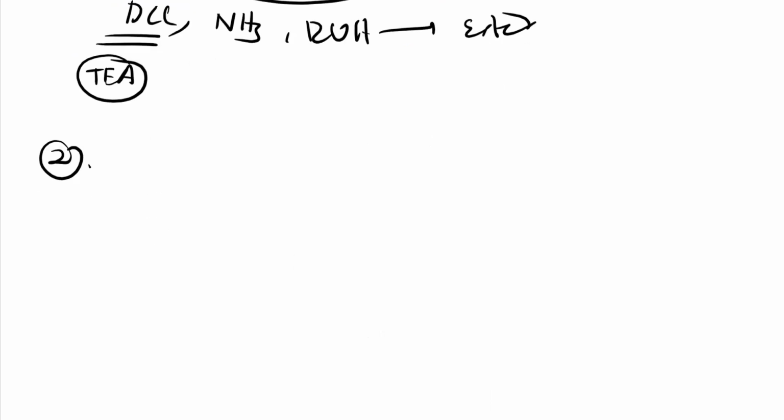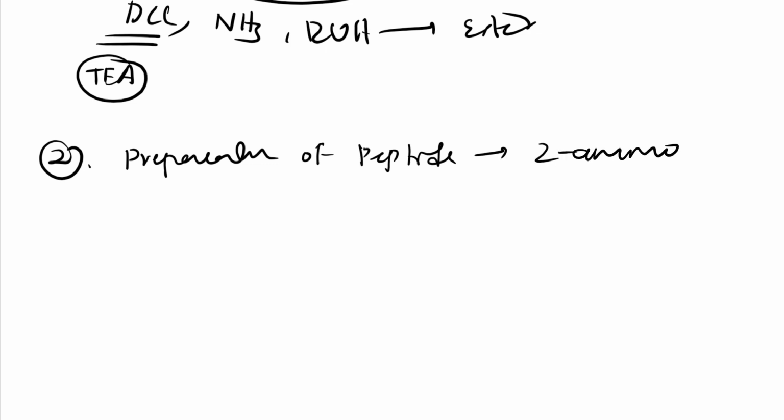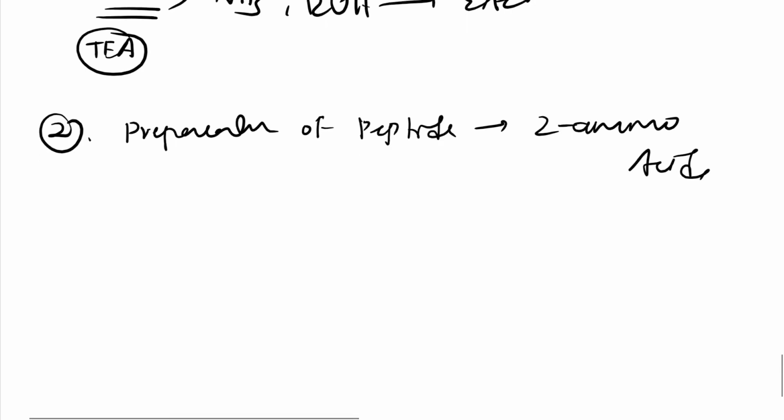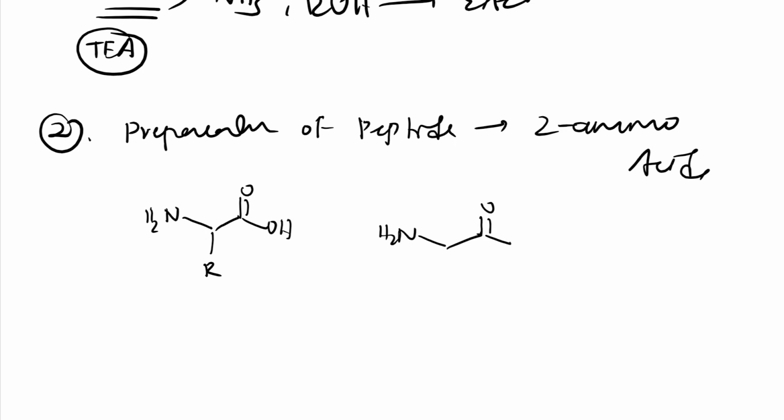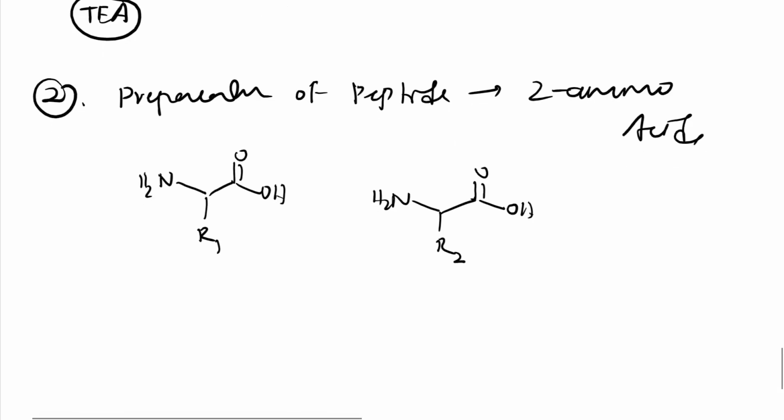Here, preparation of peptide, using two amino acids to prepare a peptide bond. I hope you know the bond, right? Let me draw here two amino acids: NH2, CH, COOH, and here R is there, and I have one more here, NH2, CH2, COOH, and here let me write R1 and R2. So these are two amino acids, right? What I will do is form this peptide bond.